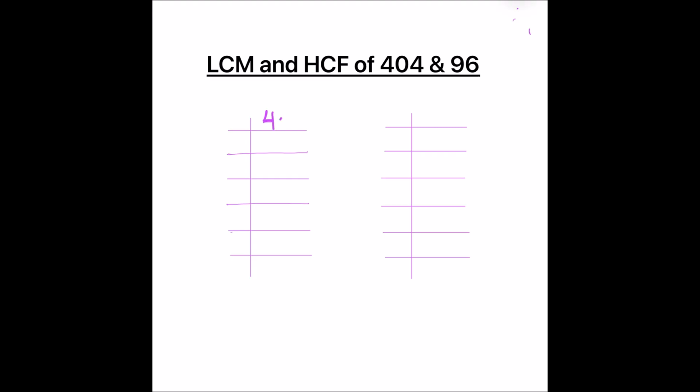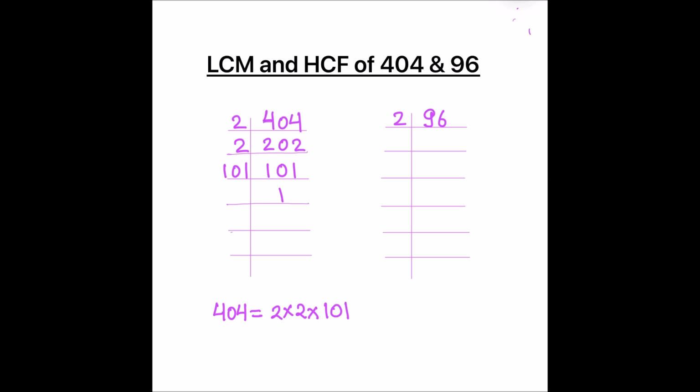So our first number is 404. As it is an even number, it is easily divisible by 2. 2 times 2 is 4, 2 times 0 is 0 and 2 times 2 is 4. Again we can use 2, 2 times 1 is 2, 2 times 0 is 0, 2 times 1 is 2. So now we have 101. 101 is a prime number. It is not divisible by any of the numbers. So here we are going to stop, and the factors of 404 will be 2 times 2 times 101.